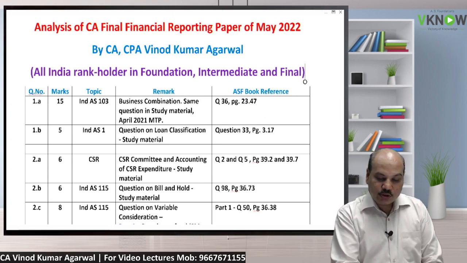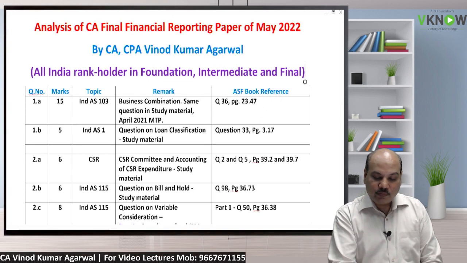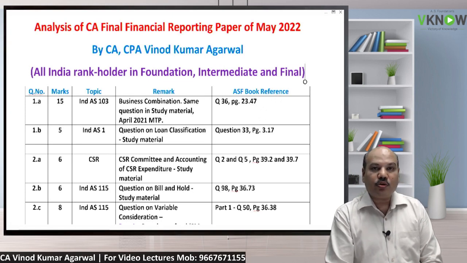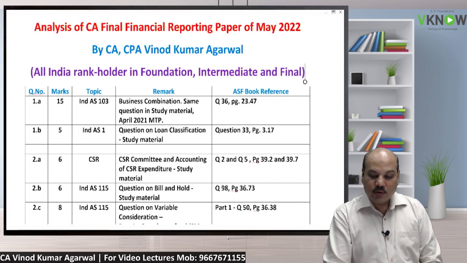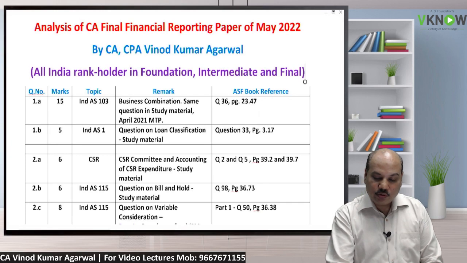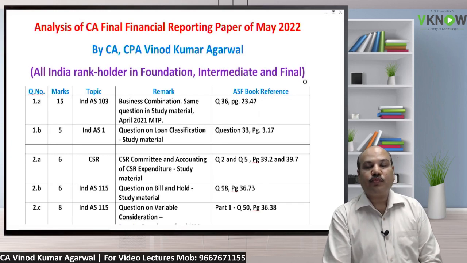And the last question, 6D, was a very good question based on Ind AS 103 and Ind AS 36. So first you will have to compute purchase consideration, non-controlling interest, goodwill, and then they have also asked you how to calculate impairment of goodwill by two methods.